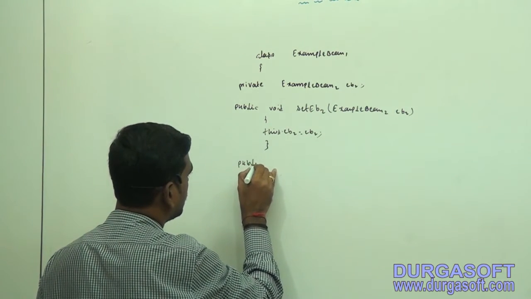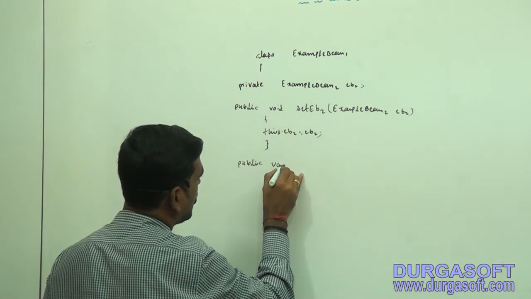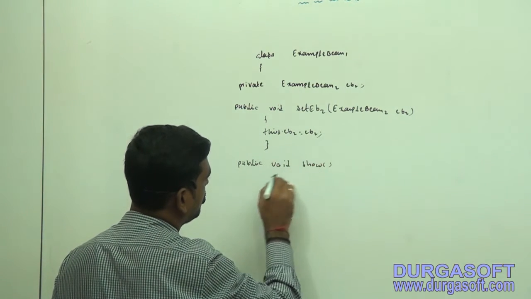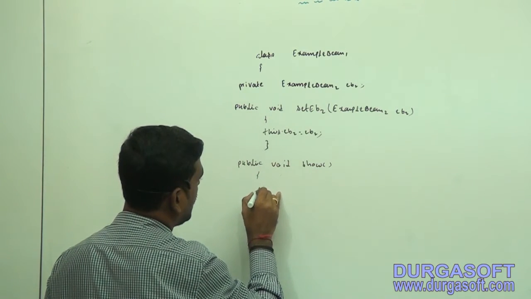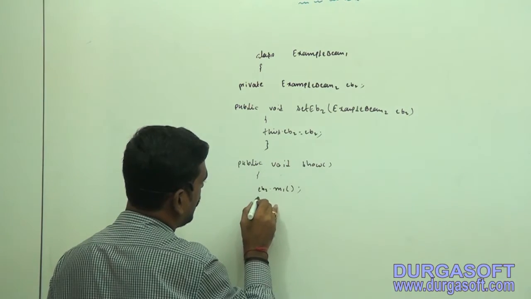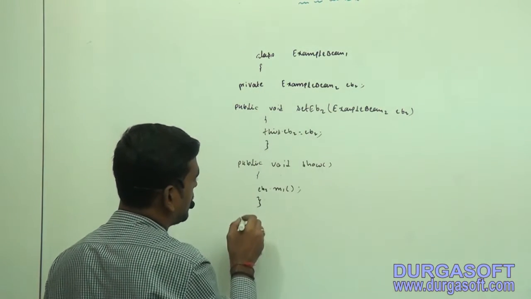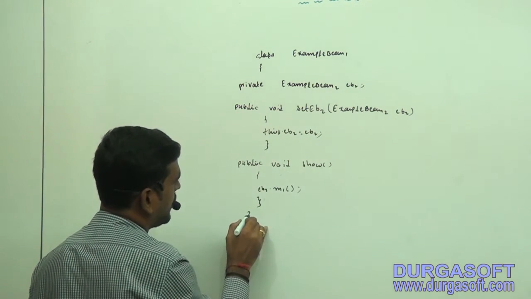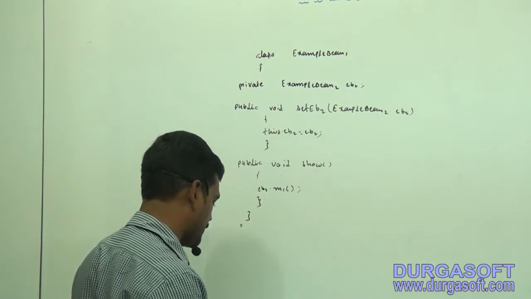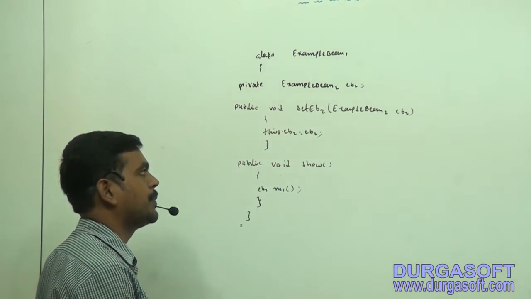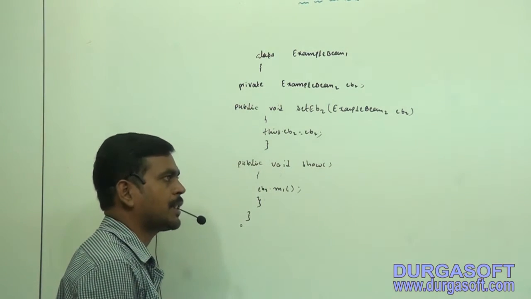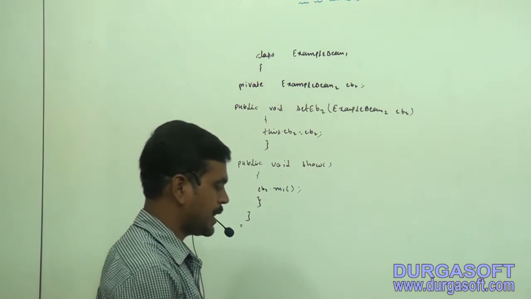Public void show. Now here eb2.m1 method is available in ExampleBean2. If we want to call the m1 method, what is required? ExampleBean2 is required. Now how to configure this inner bean as well as the outer bean inside the Spring configuration file, we will see here.